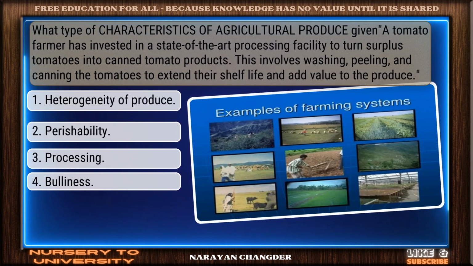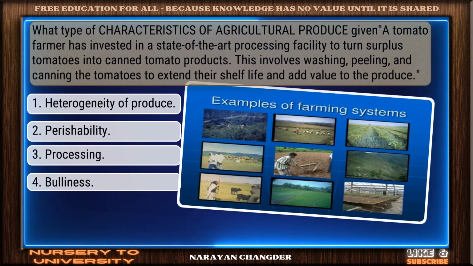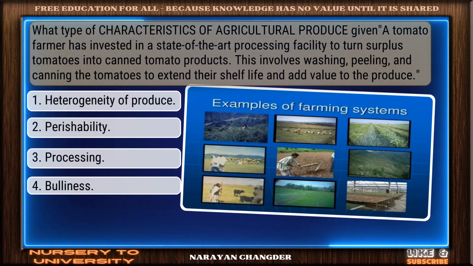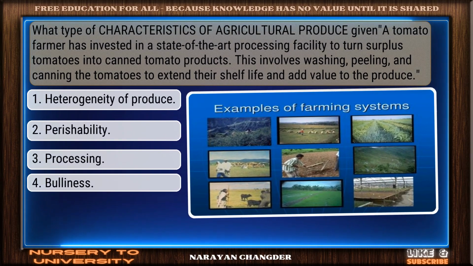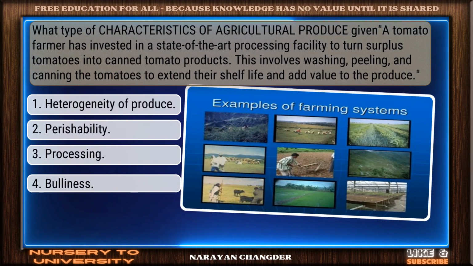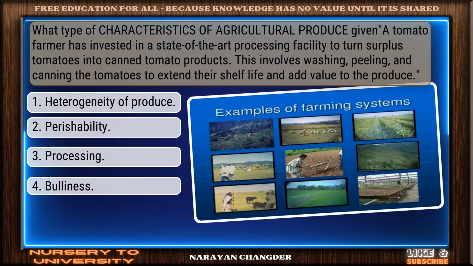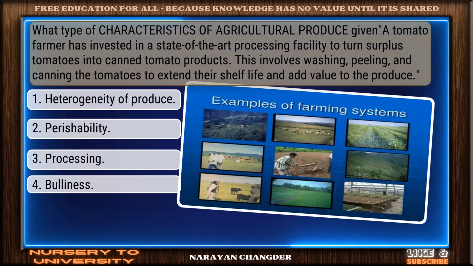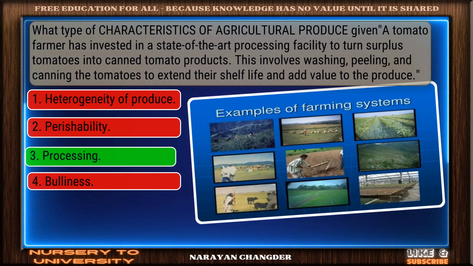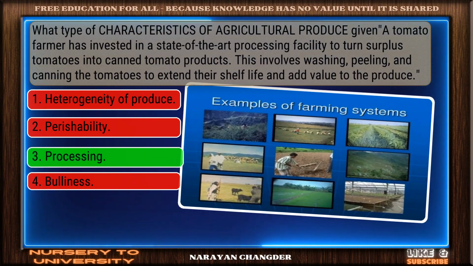What type of characteristics of agricultural produce given? Tomato farmer has invested in a state-of-the-art processing facility to turn surplus tomatoes into canned tomato products. This involves washing, peeling, and canning the tomatoes to extend their shelf life and add value to the produce. Smart move. Processing is an accurate answer.